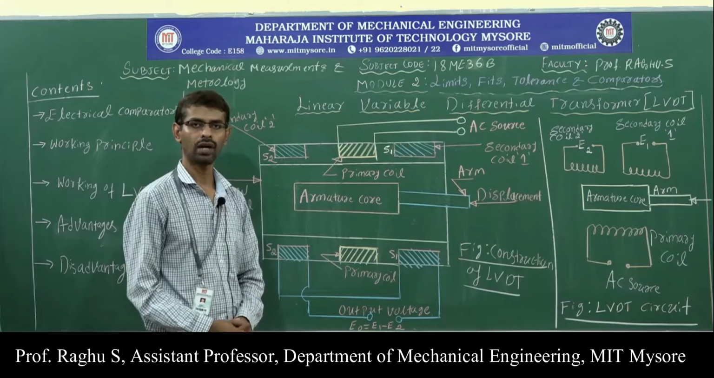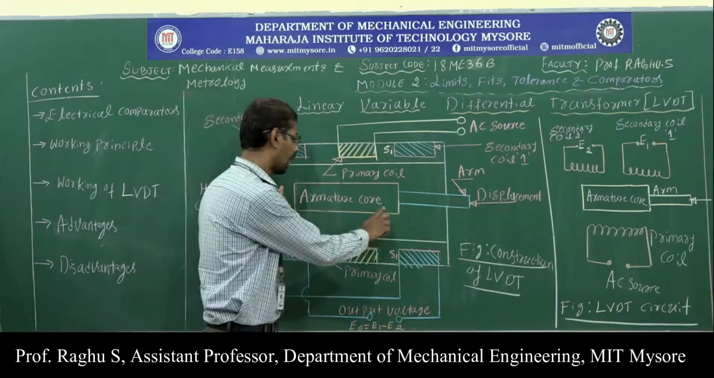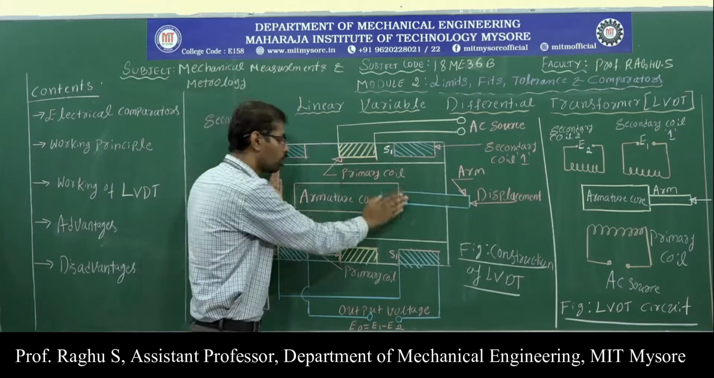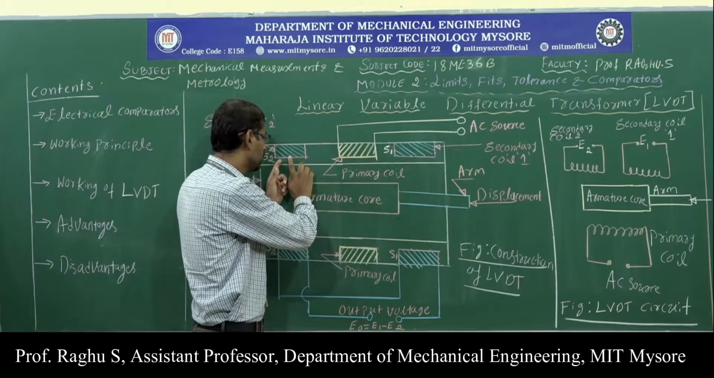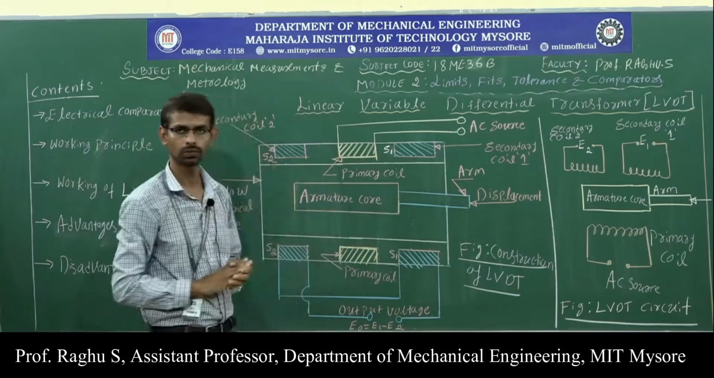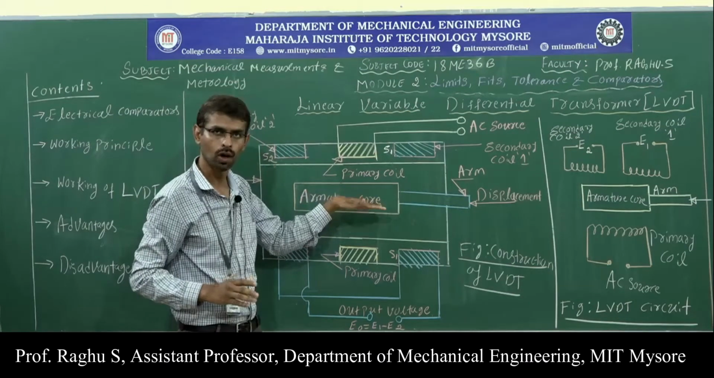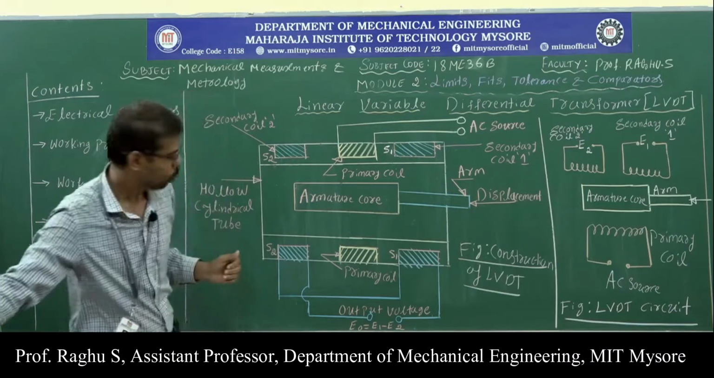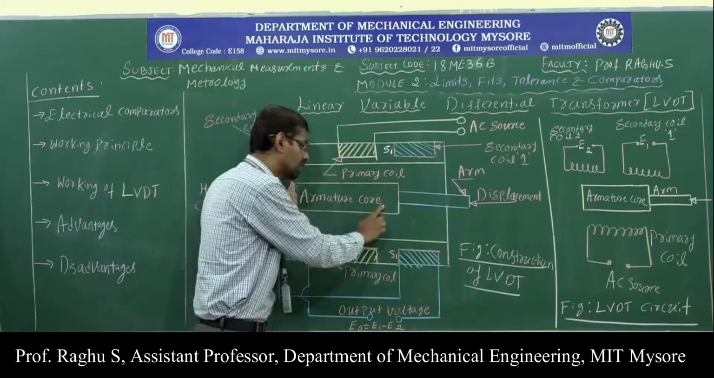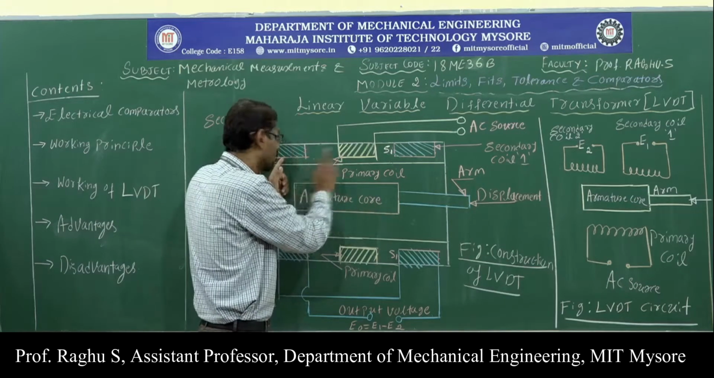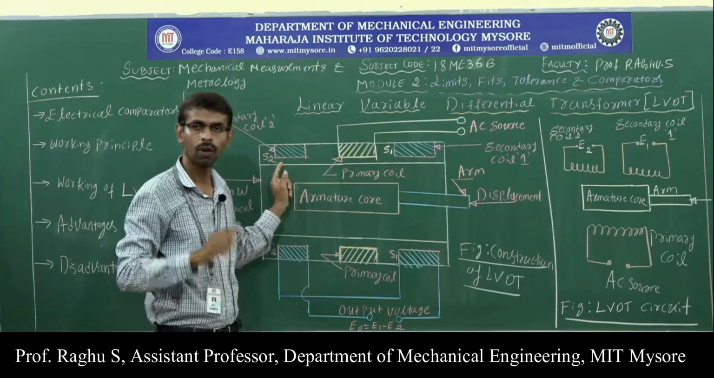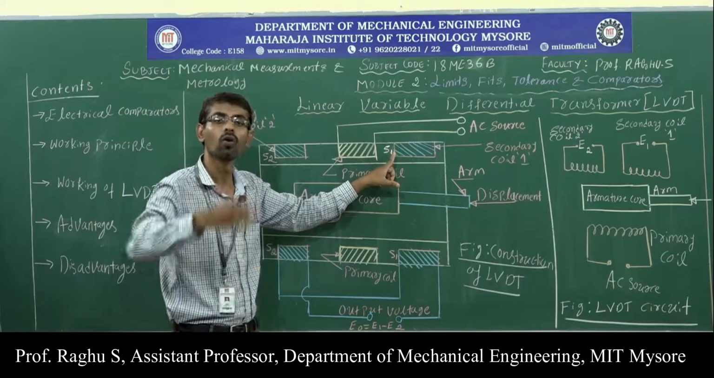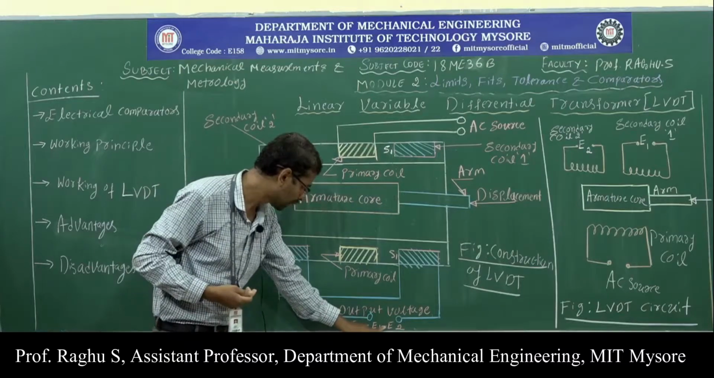Next, let us discuss the working of LVDT. As the armature core moves inside the tube, because of mutual inductance, voltage is induced in secondary coil 1 and secondary coil 2. When the core is exactly at the center of the tube, an equal amount of voltage is induced in S1 and S2. But the output voltage will be the difference between S1 and S2, because these two coils are wound in opposite direction. Output voltage is E1 minus E2.